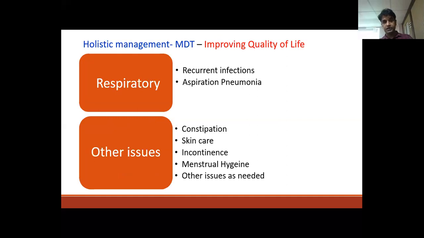Now, respiratory infections and aspiration pneumonia are another part of this syndrome, these sorts of disorders, that have to be taken care of. Other issues to be considered are constipation, skin care, incontinence, menstrual hygiene in females, and all the other issues which come. So you have to look at the child with holistic care.